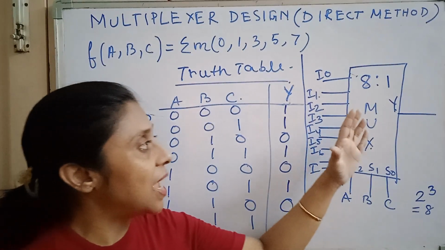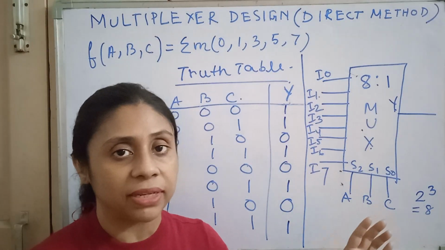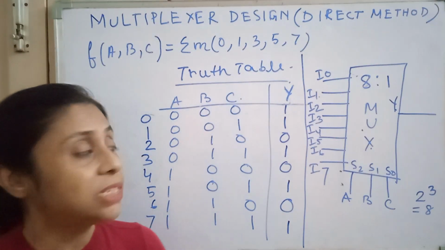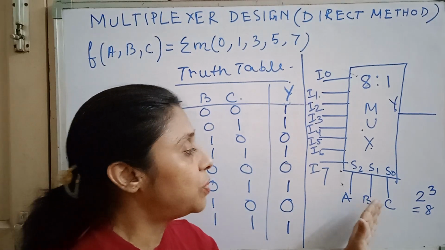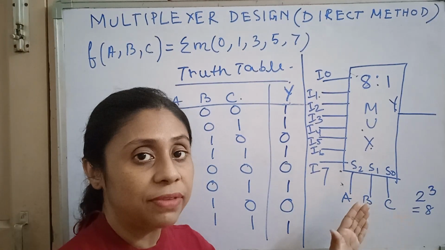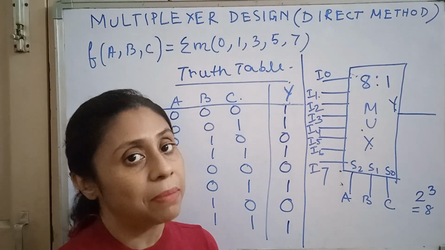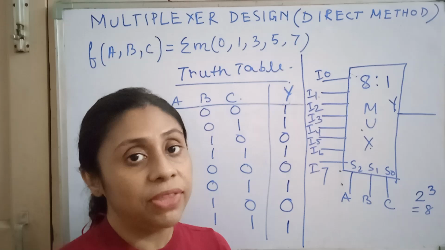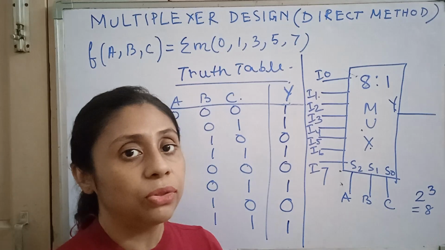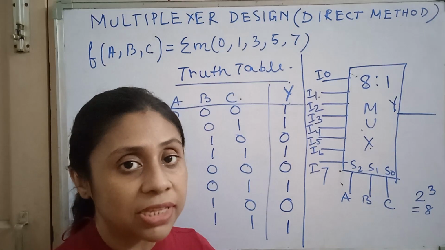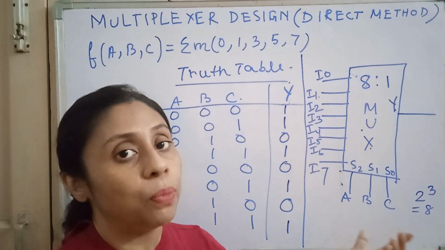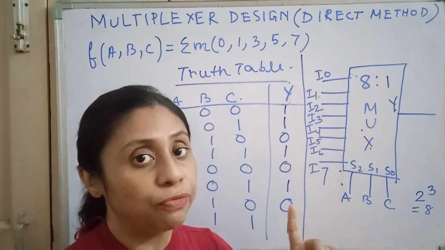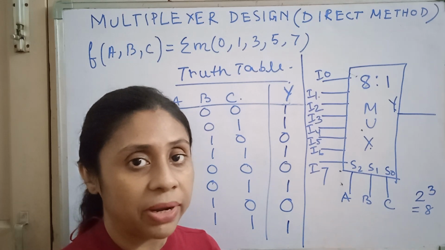So whenever we are designing the multiplexer in the direct method, then as there are 3 input variables, those input variables are given to the select lines. So the size of the multiplexer will be 8:1 if there are 3 input variables, right? If there are 2 input variables, then those 2 input variables will be given to the select lines. So in that case, what will be the number of input lines? 2 to the power of 2, that is 4. So a 4:1 multiplexer will be required, right?